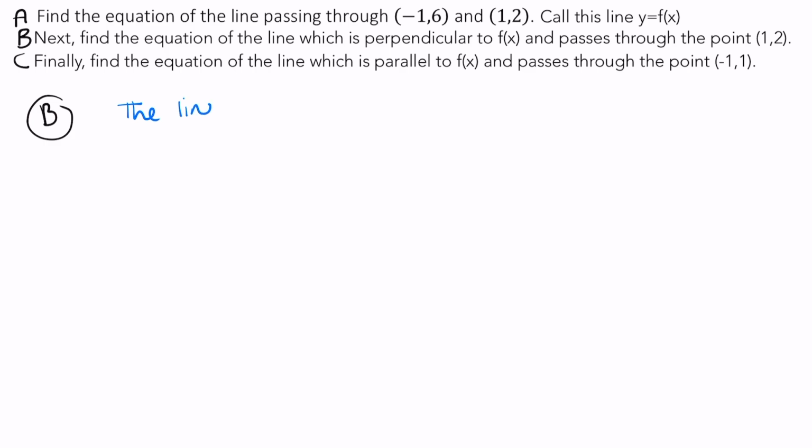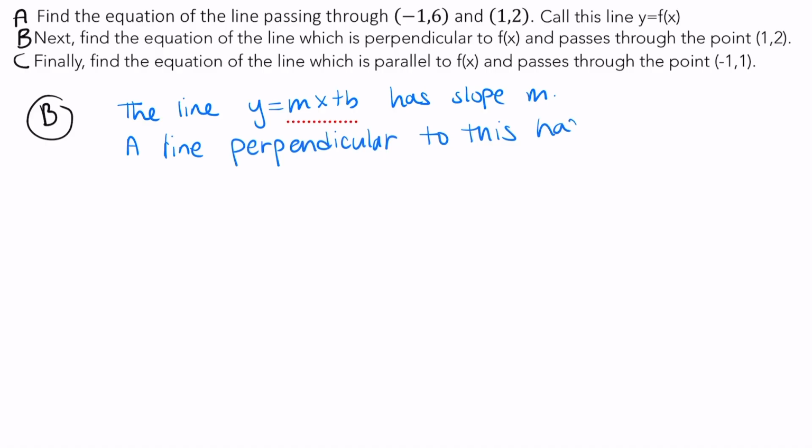The line y equals mx plus b has slope m. A line perpendicular to this has slope negative 1 over m.